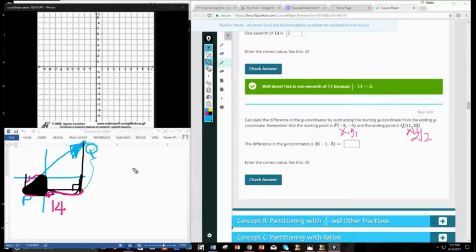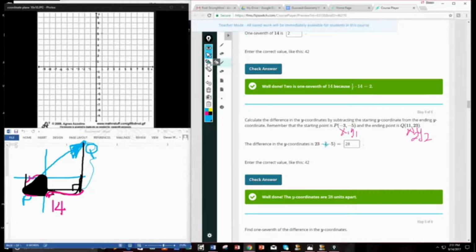So now to find the vertical distance, we're using the y-coordinates. It's just a vertical number line. So if you can find distance on a number line, you can find a distance on a vertical number line. It's just tilted straight up. So 23 minus -5, this becomes addition. 23 plus 5 is 28. Well done. This distance is 28 units long. Now I want to find 1/7 of that distance. I want to find 1/7 for this height. So what is 1/7 of it?